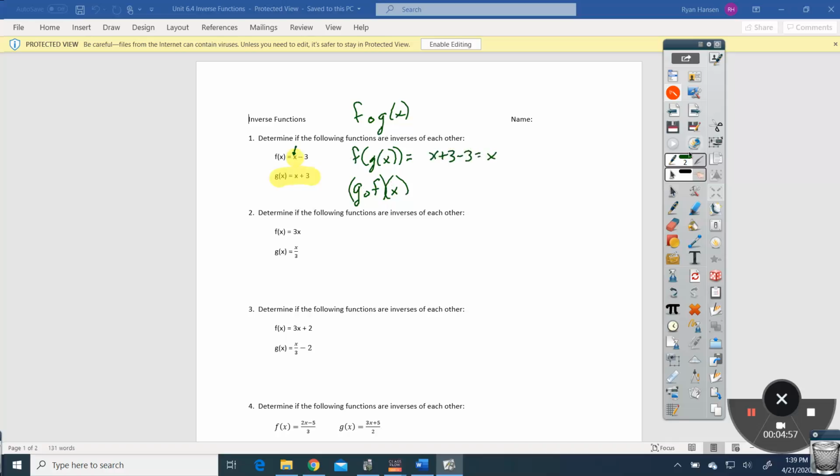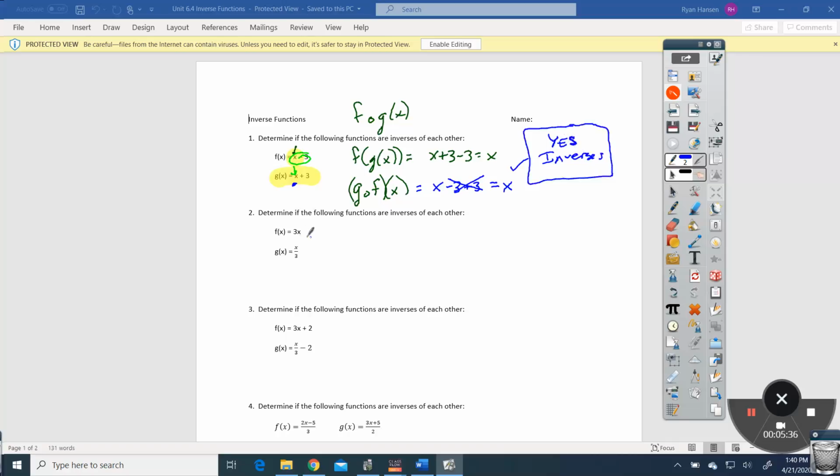G of f means I'm going to take this stuff and plug it in for that x. So that is x minus 3, because I replaced this x with the top one, plus 3. These 3's go away, and I'm left with x. So do g of f and f of g, fog and goff, each equal x? Yes. So therefore they are inverses.